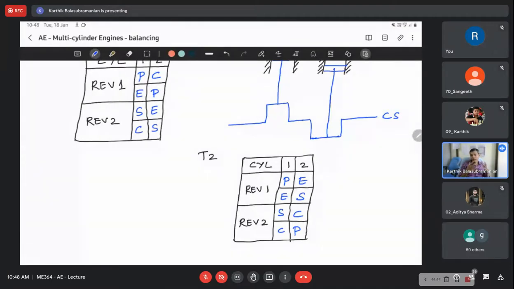So anyway, I leave the 4-cylinder, 6-cylinder, 8-cylinder V arrangement as homework to you guys. Go and check that. Okay. But now you understood the concept, right? Why we are going for multi-cylinder engines. Yes, sir.